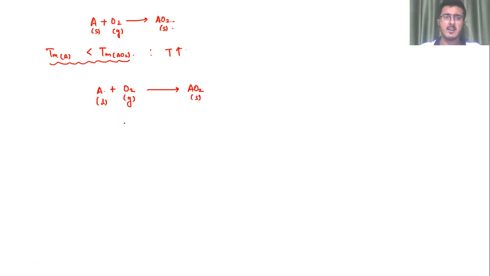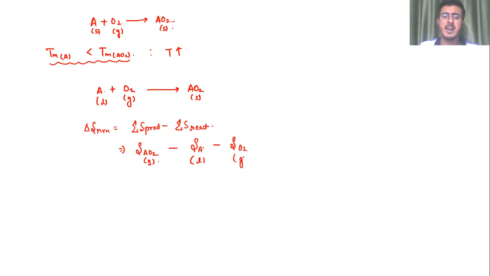Now, if I ask you to calculate the change in the entropy of the reaction, this is nothing but the sum of the entropies of your products minus the sum of the entropies of your reactants. What is your product? Product is one, the entropy of your AO2, which is in the solid phase, minus the entropy of your reactants. You have two different entropies: the entropy of your component A, which is in the liquid phase, and the entropy of your oxygen, which is in the gaseous phase.